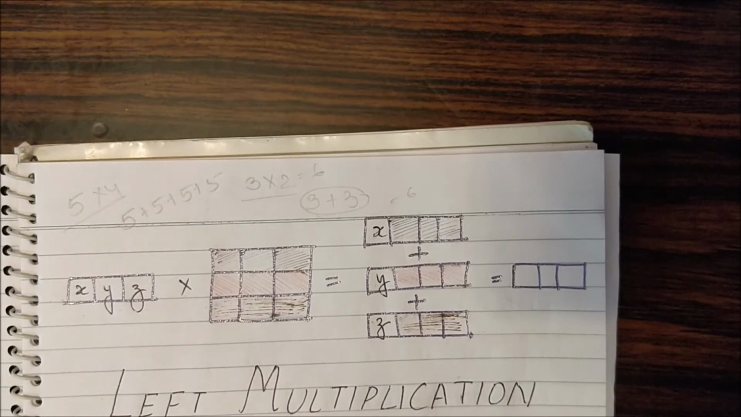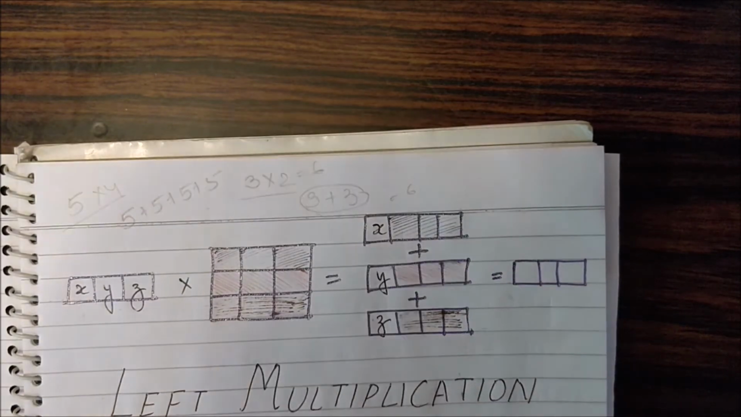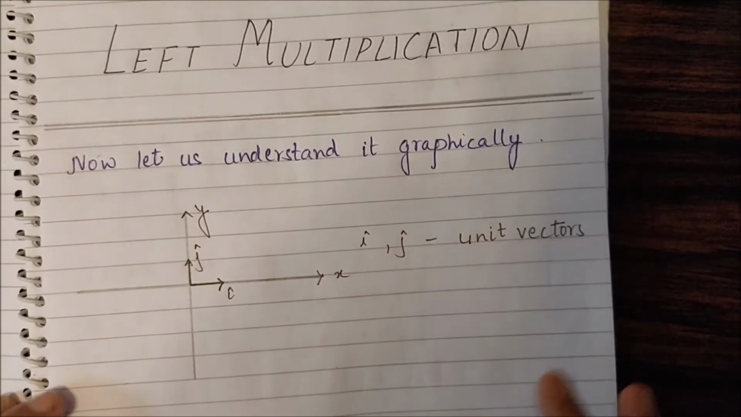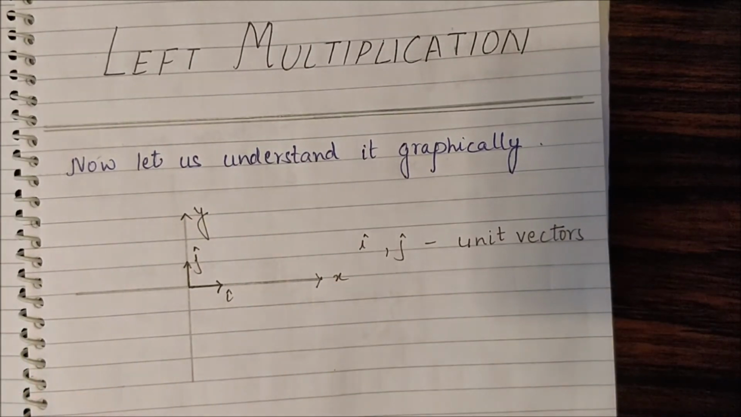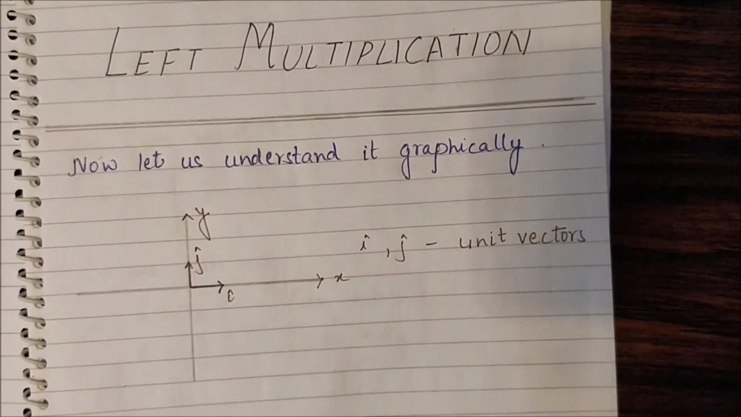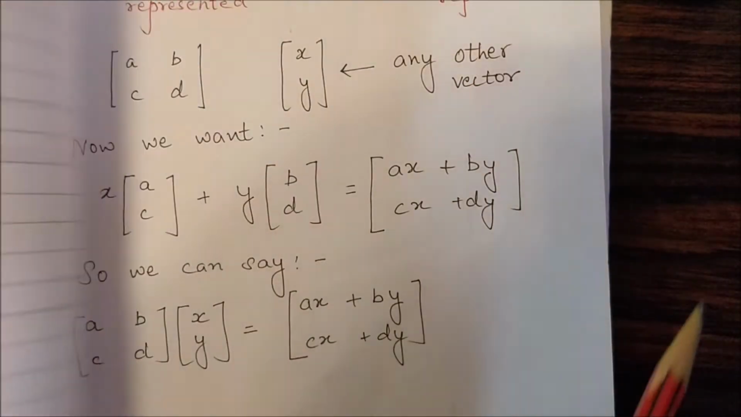Now let us understand this graphically. We know that whenever we have a matrix, we can represent it in the form of vectors. I think you should have some background about i cap and j cap. These are the x and the y variables. If we consider it in the graph, the unit vectors are: this is the i cap, this is the j cap. Now let's move on.